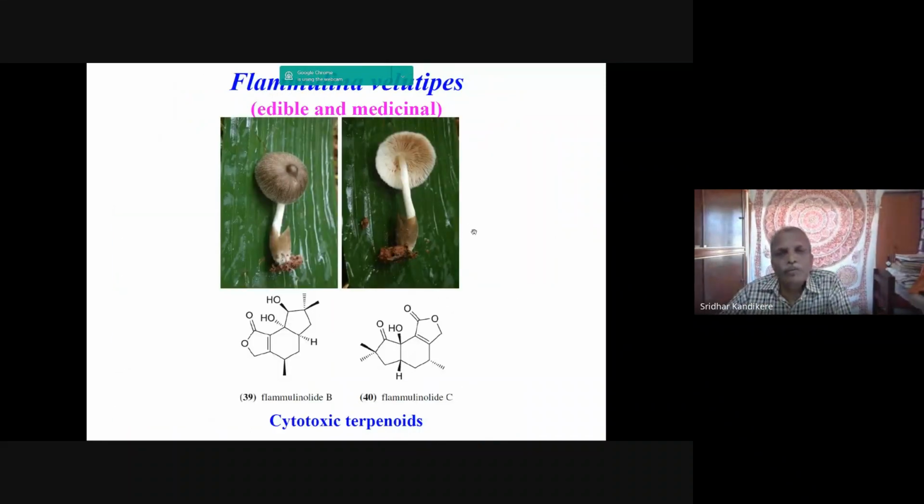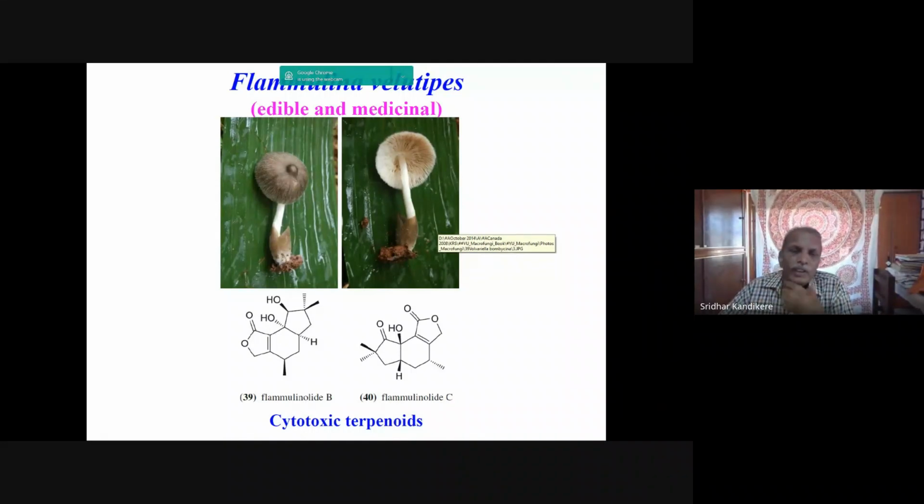Similarly, there are so many other mushrooms. For example, Flammulina velutipes is an edible mushroom, and it is cultivated too. It is very common in the basins of banana plants. This is a picture we have taken from the banana plant, where Flammulina velutipes is there, and it produces flammulinolides, two different types of them. These are cytotoxic; they produce cytotoxic terpenoids. So that means they are edible and they are also useful. We got cytotoxic properties from this mushroom.